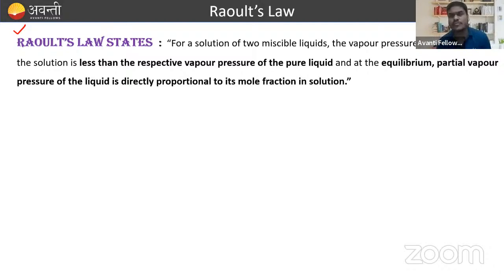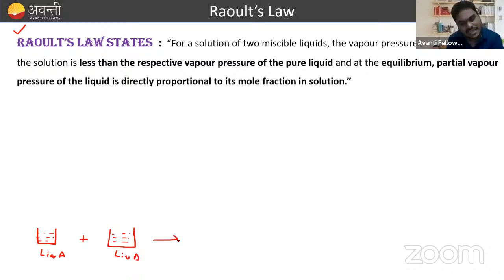According to this law, for the solution of two miscible liquids, just remember this fact, the vapor pressure of each liquid in the solution is less than the respective vapor pressure of the pure liquid. What do you mean by this term, beta? Let's understand through an example. So this is liquid number A, right? And this is liquid number B.